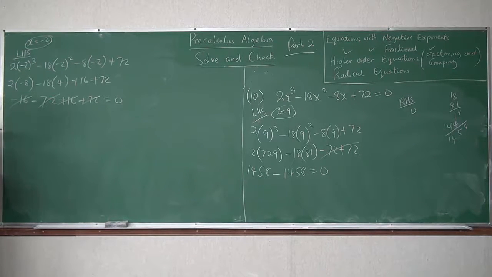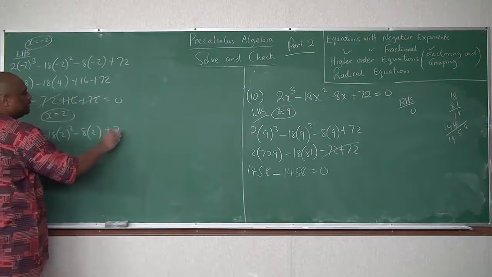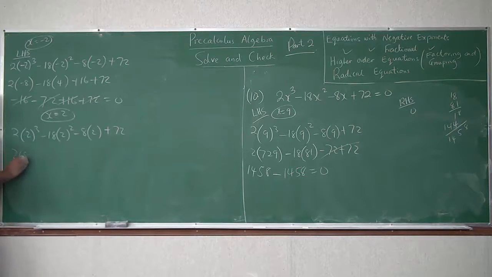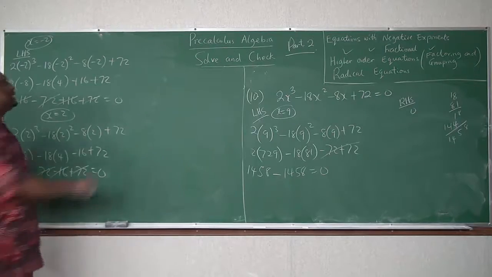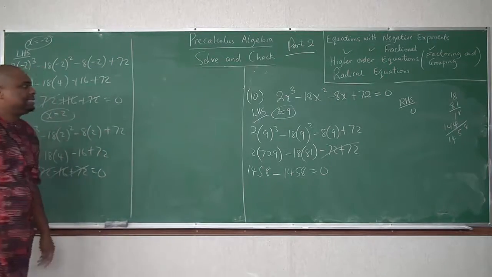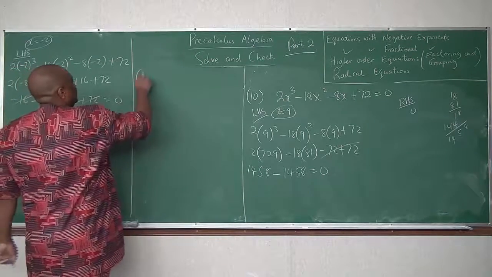The last check here is x equal to 2. And that will be 2 times 2 cubed minus 18 times 2 squared minus 8 times 2 plus 72. And that is 2 times 8 minus 18 times 4 minus 16 plus 72. 16 minus 72 minus 16 plus 72. And that is 0. Okay? 16 minus 16 minus 72 plus 72. That's it. Does that make sense? Next question, question 11.